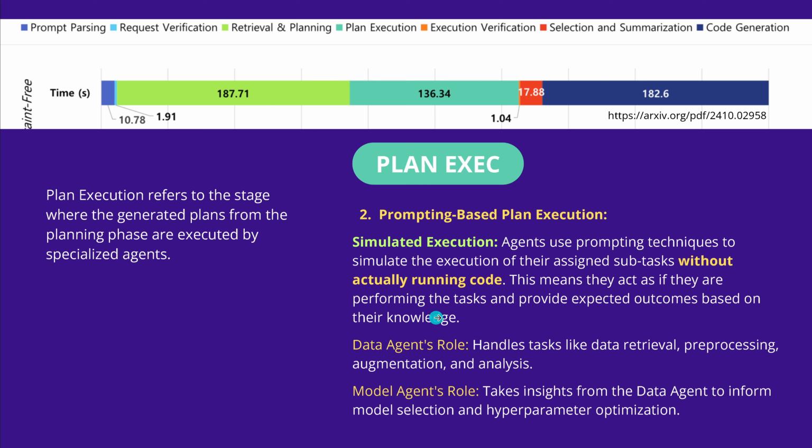So we have the data agent's role, which handles tasks like data retrieval, data pre-processing, data augmentation, and data analysis. And the model agent's role takes insight from the data agent to inform the model selection and the hyperparameter optimization. This now is exactly what I showed you at the beginning of this video. This is exactly that the model agent says, hey, I have access to, let's say, 200 vision language models on, let's say, Hugging Face to be easy.